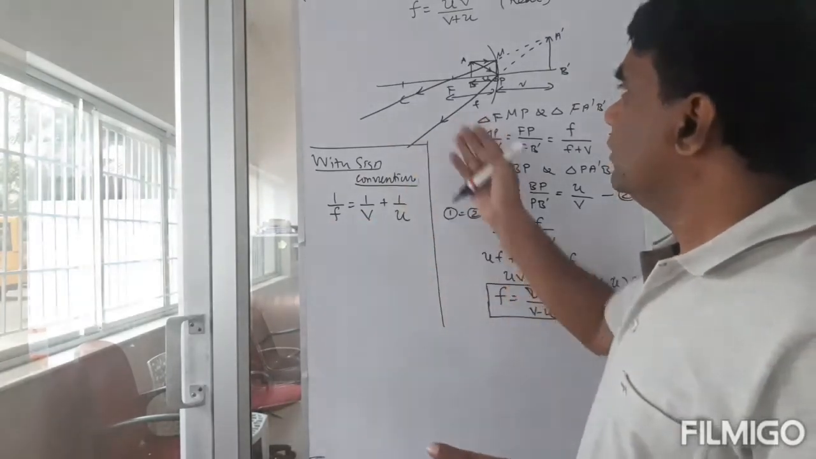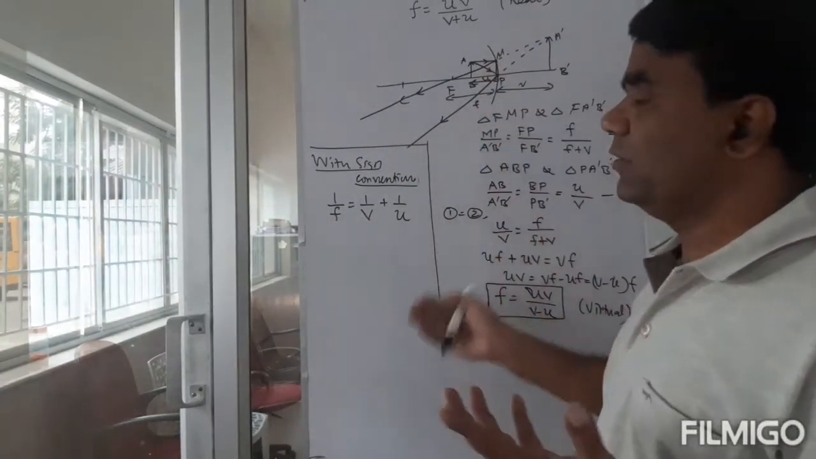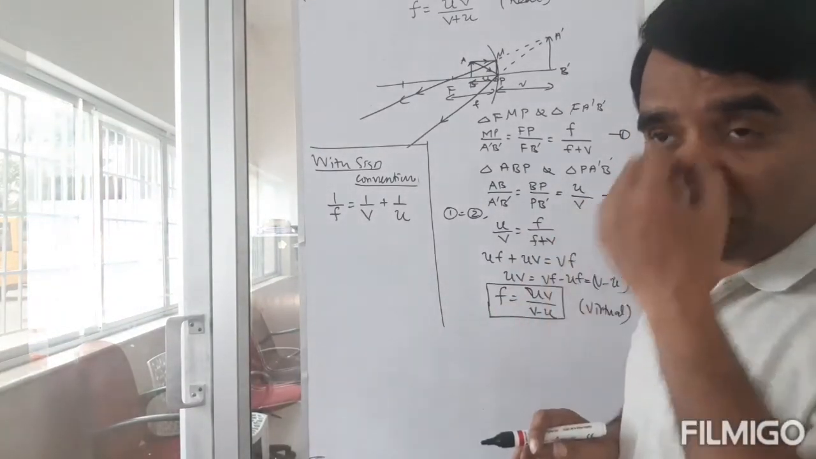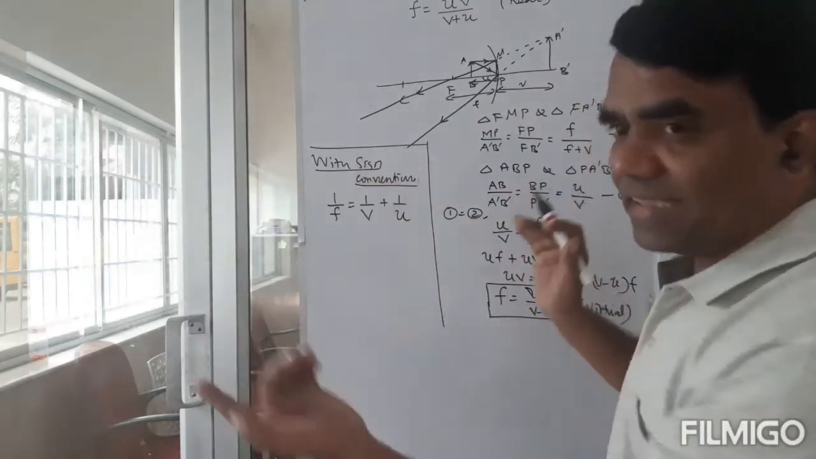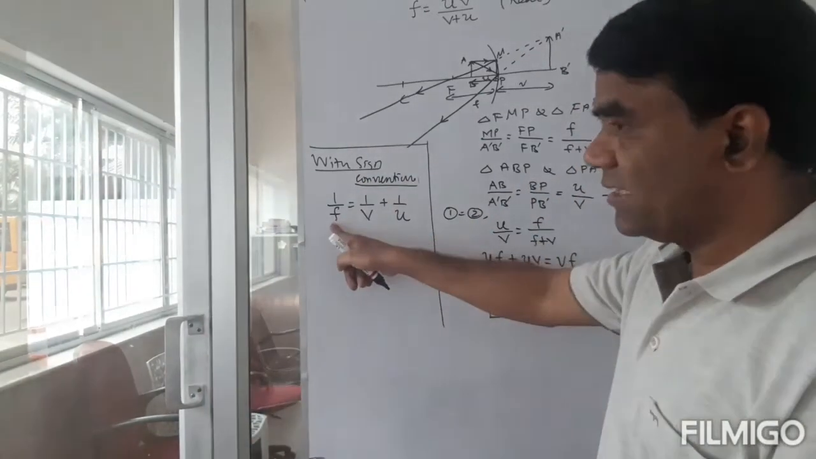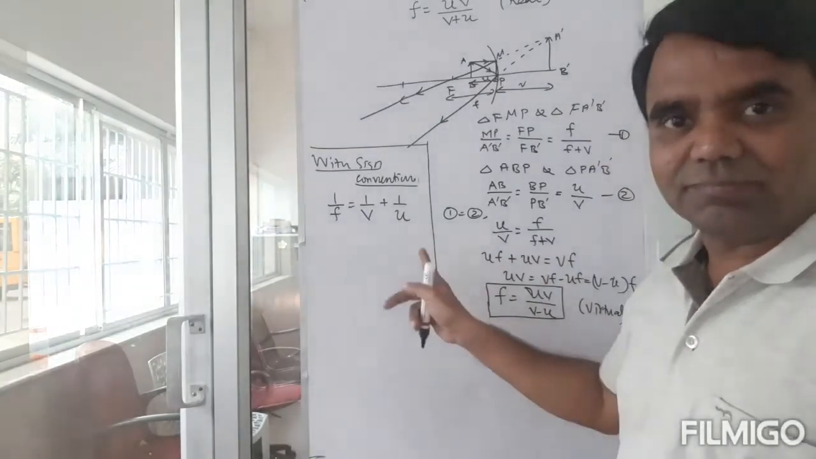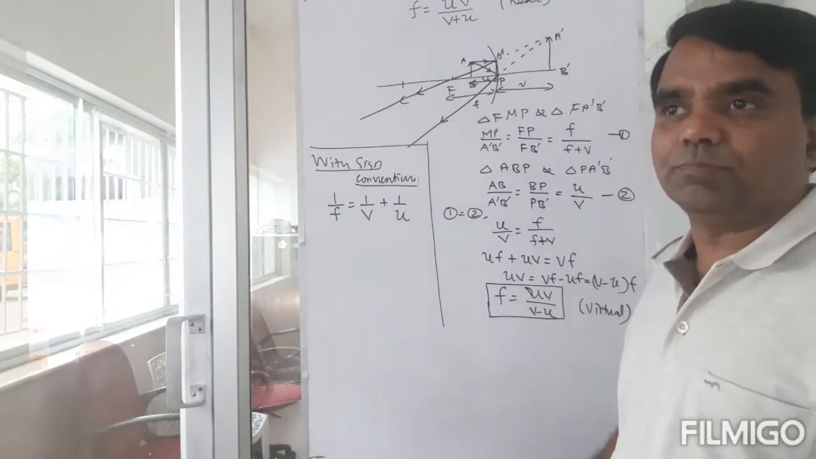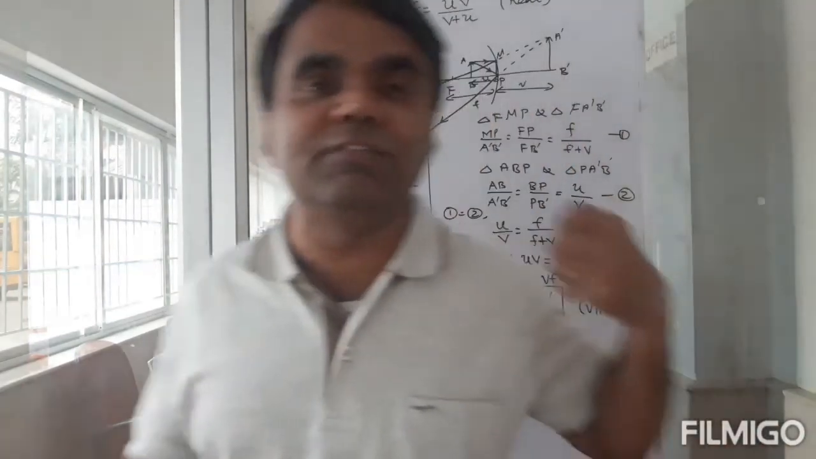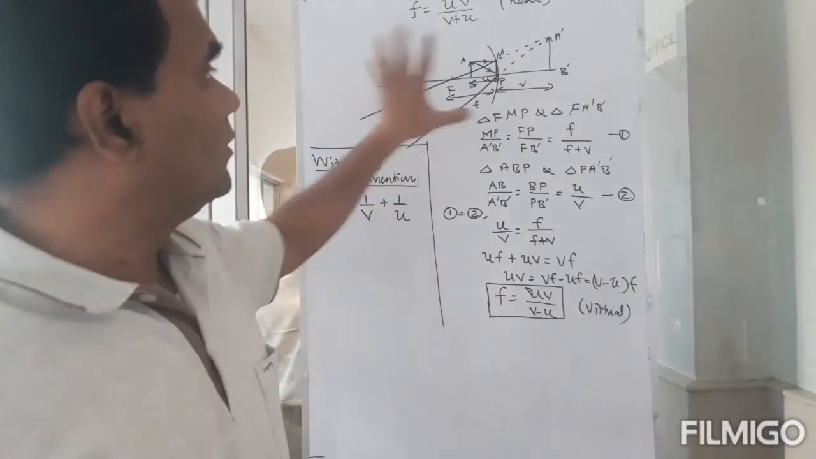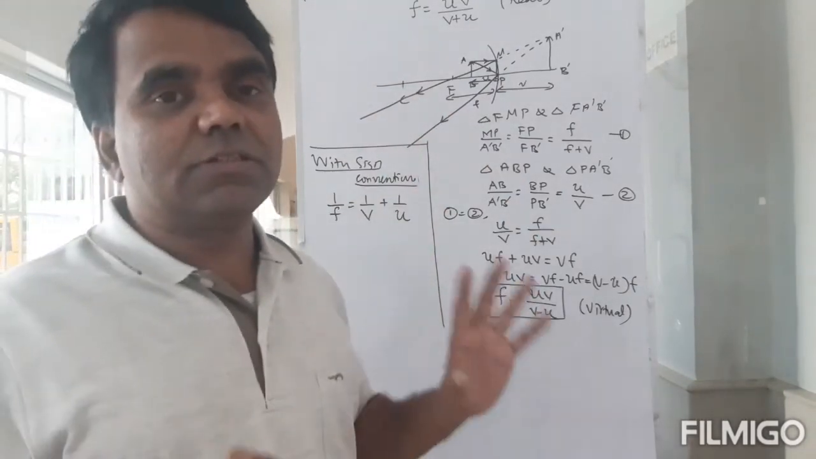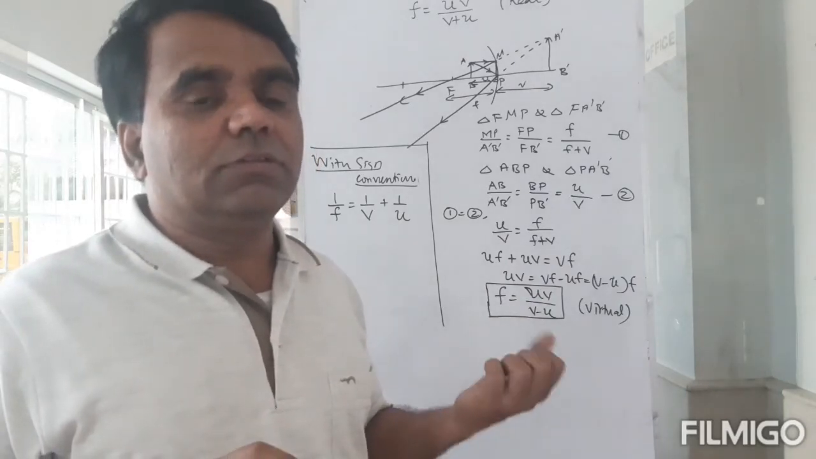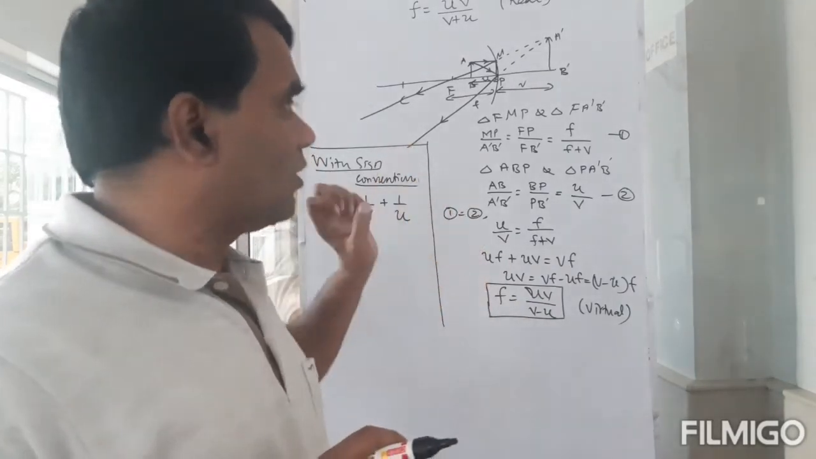Then they give you the focal length for the concave mirror is 10 centimeters. Then what's the focal length of the concave mirror? It will always be negative. So minus 10. So put minus 10 here and then calculate the remaining. So always use this formula with the sign convention. This formula, even though we have derived it for the concave mirror, it is true even for the convex mirror.